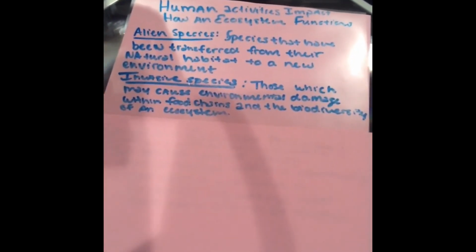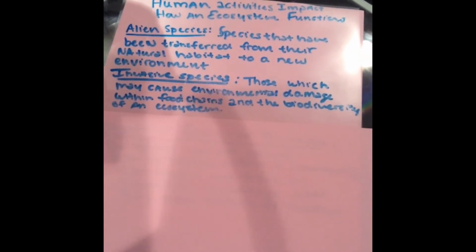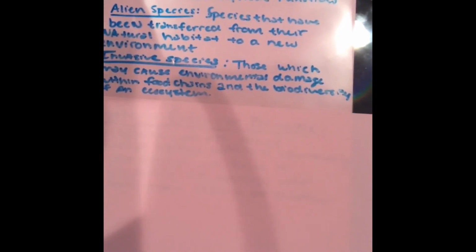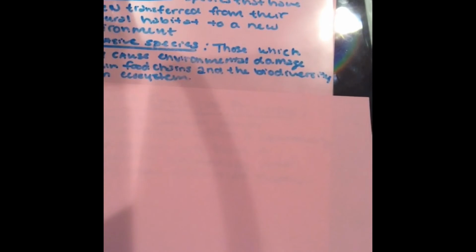Another key concept of ecology is the impact of humans. Various human activities impact how an ecosystem functions, specifically through alien and invasive species. Alien species are those that have been transferred from their natural habitat to a new environment. An invasive species is one which may cause environmental damage within food chains and the biodiversity of an ecosystem. Alien species are often introduced into an ecosystem by humans.